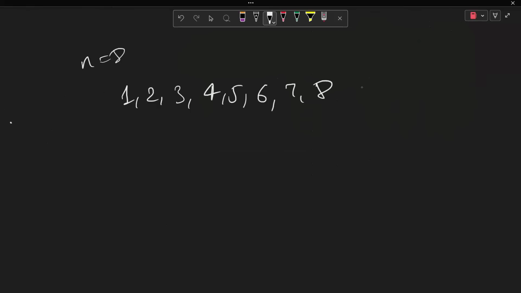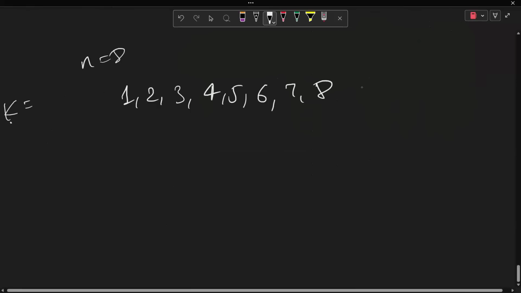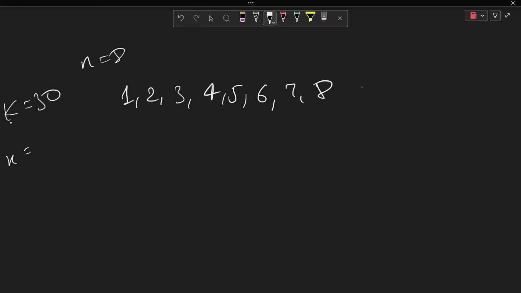So if you are given k equal to, let's suppose, 30. Okay, so your x would be 30 by 2, which is 15. So you have to obtain 15. So 1 and 8, you can add a plus 7.